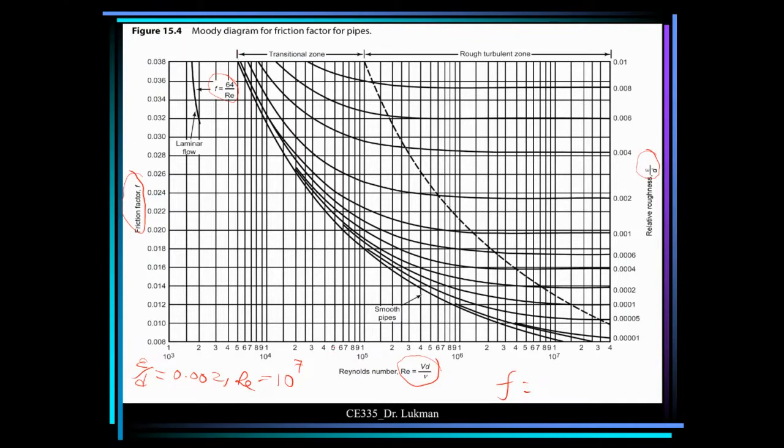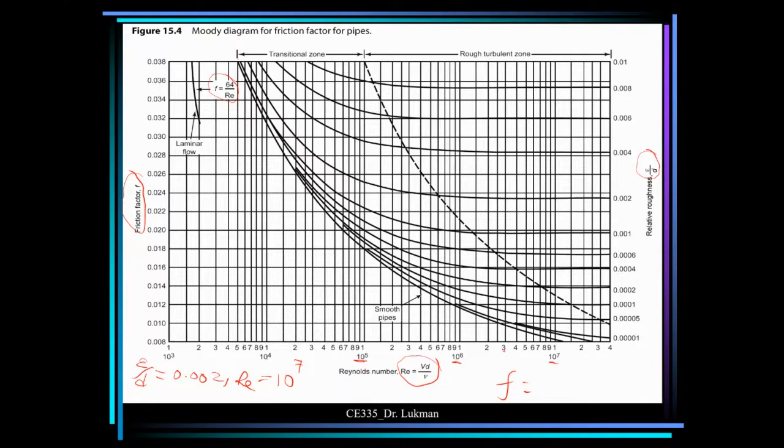You can see from 1 to 9, then 1. This is 10 to the power of 3, 10 to the power of 4, 10 to the power of 5, 6, 7. Meaning 2 here means 2 times 10 to the power of 6, 3 here means 3 times 10 to the power of 6, 9 here means 9 times 10 to the power of 6. And 1 here means you move to the next level, which is 10 to the power of 7. So this is how to read it.